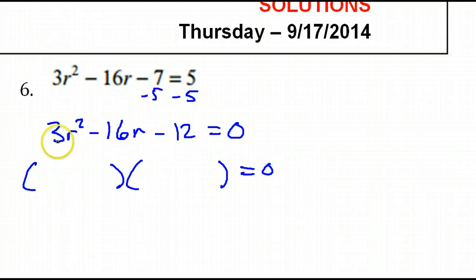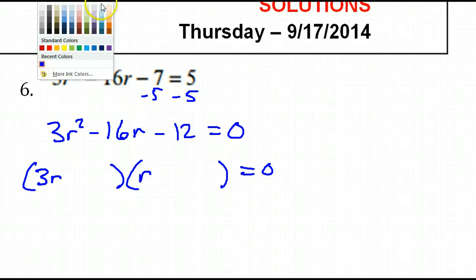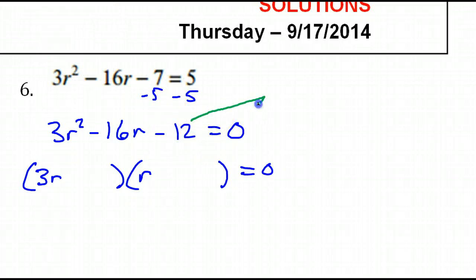Now this problem is a little more interesting because it has a leading coefficient of 3 instead of 1. So be very careful. 3r squared can only factor as 3r times r. Now on the other hand, 12 can either be 3 times 4, or it could be 2 times 6, or it could be 1 times 12. Now I can't just look at these and look for the 16. Alright, you'll notice that none of these make 16.